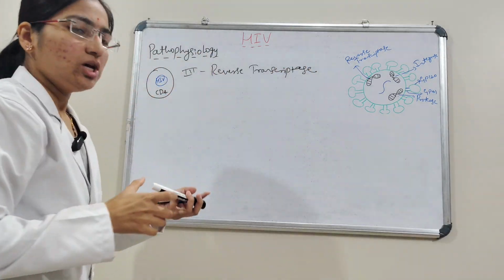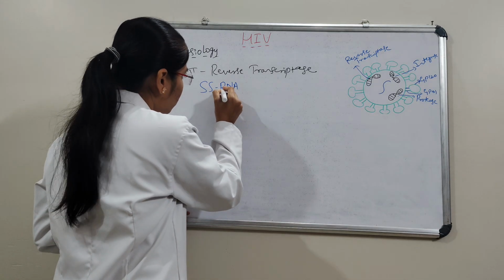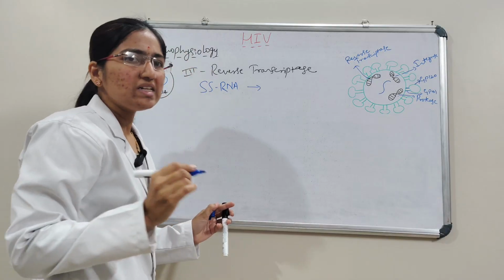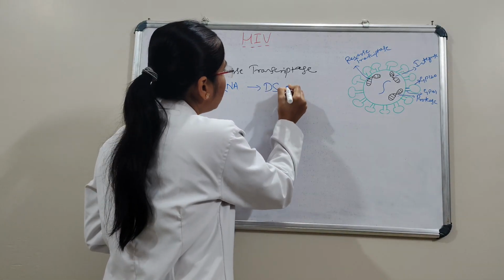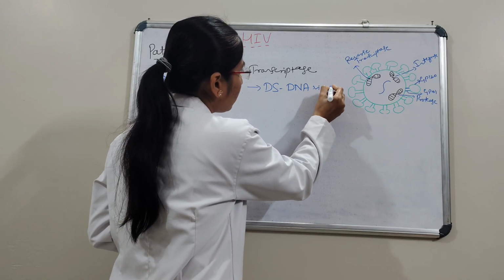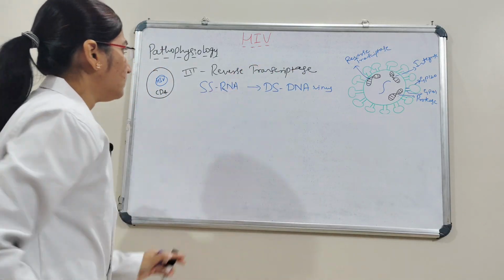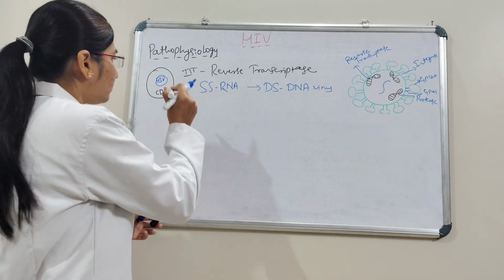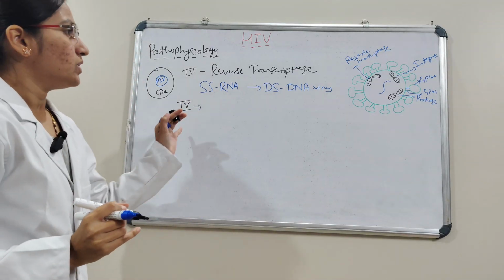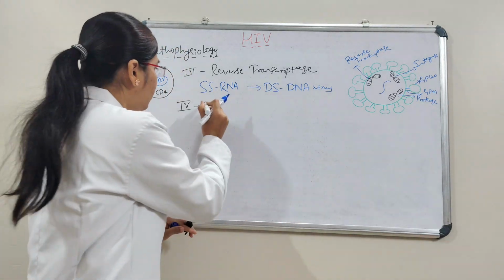And then what happens here? That single stranded RNA virus is converted into a double stranded DNA virus by reverse transcriptase. This is the third stage. And then the next one is the fourth stage, that is integrase. Fourth stage, that one is the integrase.